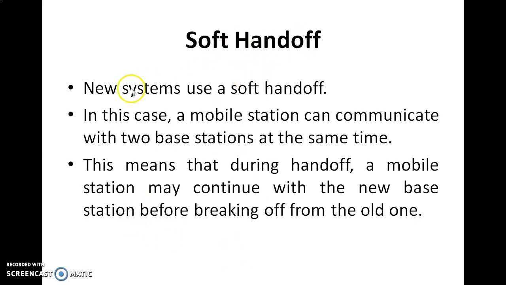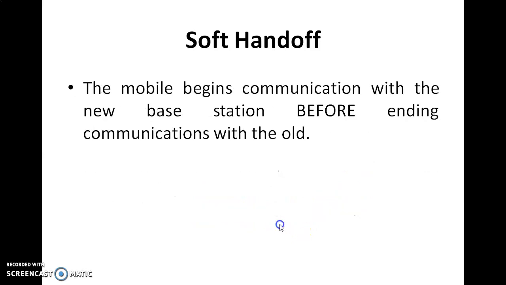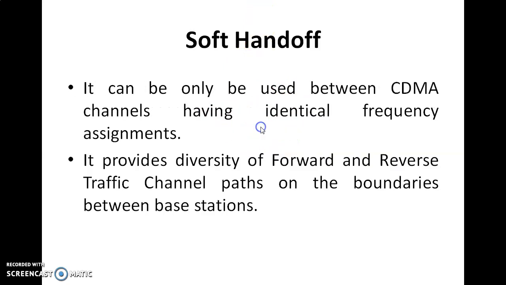Now soft handoff. The new systems use soft handoff. In this case, a mobile station can communicate with two base stations at the same time. In hard handoff, it is only one base station. This means that during handoff, a mobile station may continue with the new base station before breaking off with the old one. The mobile begins communication with the new base station before ending communication with the old one. That is your soft handoff.